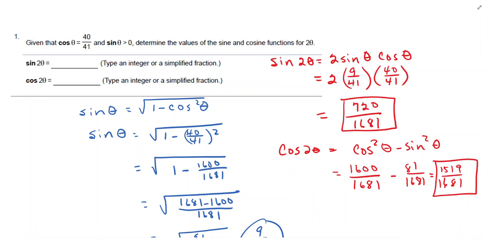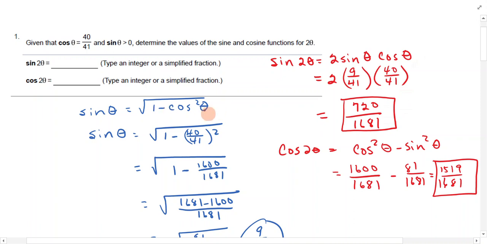So you're given that cosine theta is equal to 40 over 41 and that sine theta is positive. Determine the values for sine and cosine functions for 2 theta. All right, so sine 2 theta is 2 sine theta cosine theta. Well, we don't know sine theta yet, so let's go back and try to solve for sine theta.